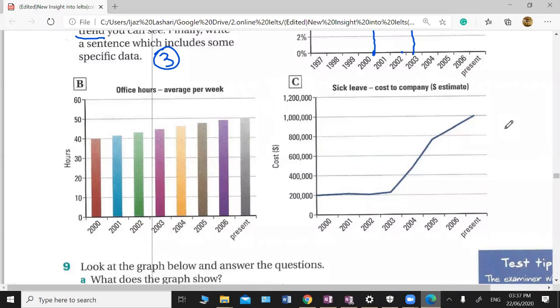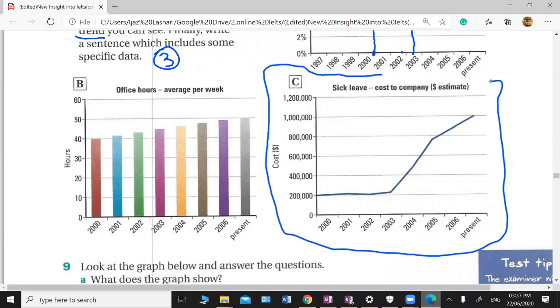Is it rising, falling, declining, or a dramatic change, whatever you want to say. So look at number C, please. This one here. And I want you to just share the information with me. What is something you understand from this?